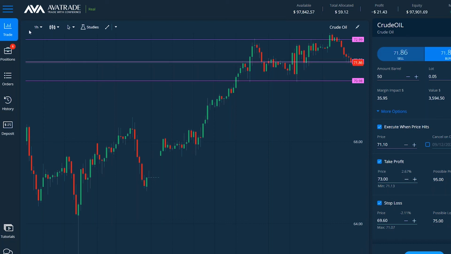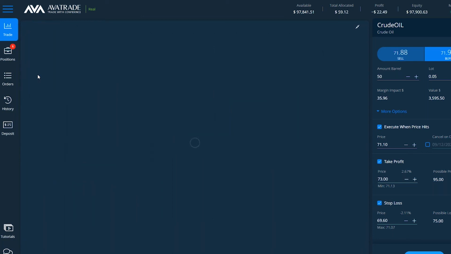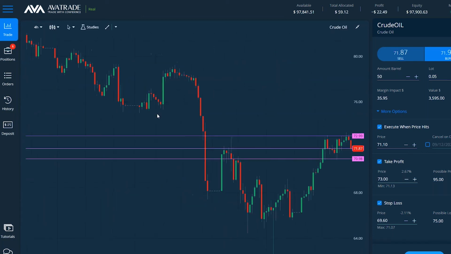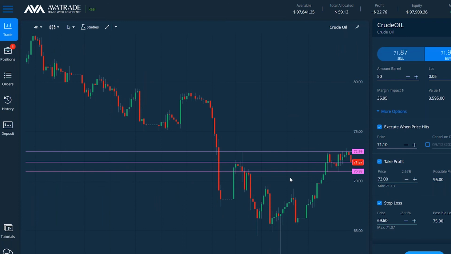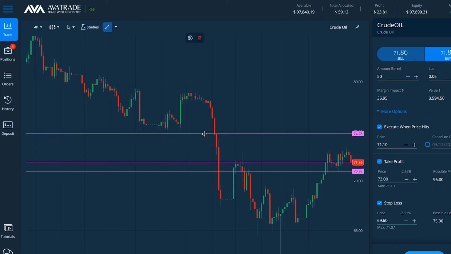Now I could look at the bigger picture. Let's go off the 1 hour candles. Let's go to 4 hour. And I can say, whoa, wow, okay. If it bounces off this support, I might not just take profit at 73. Maybe I take profit at this old support up here. Support, support, support. And this was a much bigger breakthrough.